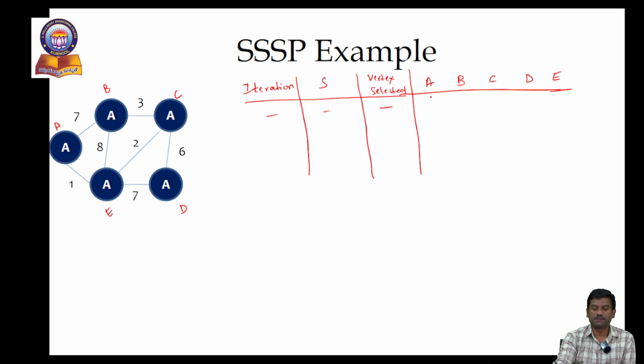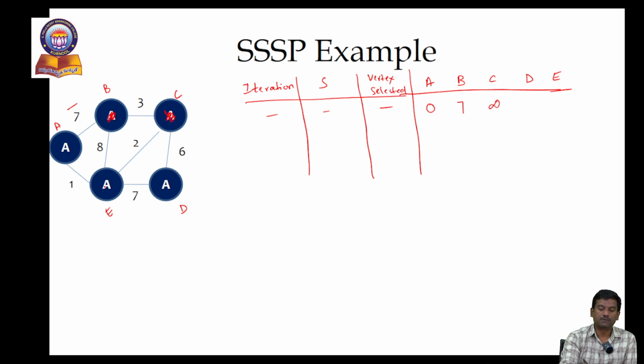So distance of A equal to cost of 1 comma 1. As I mentioned, cost of A comma A will be equal to 0. From A to reach B, if there is a direct edge, then include that distance, that is 7. And similarly, from A to reach C, there is no direct edge.